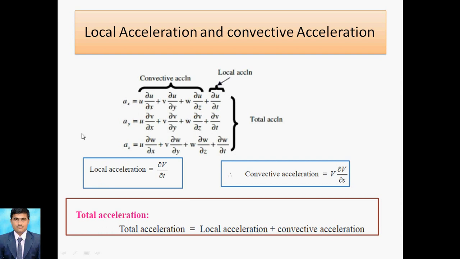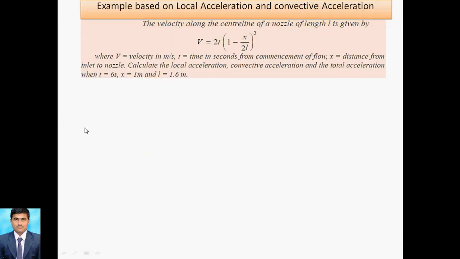In that content, the local acceleration, as mentioned in the previous slide, is dou v by dou t, and the convective acceleration is v dou v by dou s. As clearly mentioned, the total acceleration is nothing but the local acceleration plus the convective acceleration. Now we move to an example based on local acceleration and convective acceleration.